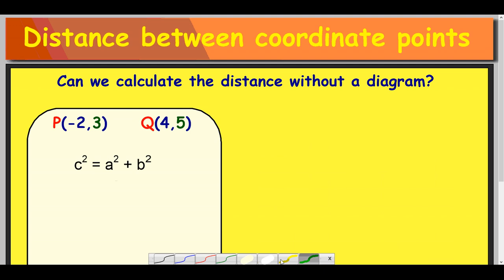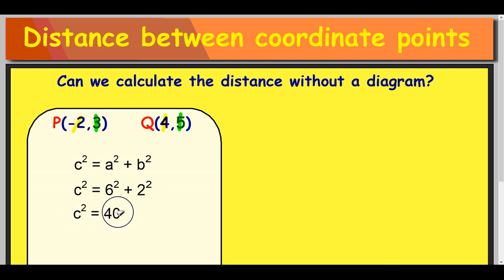So firstly, if you're wanting to get this first number a, you have to find the difference between the x coordinates. Now, on a coordinate diagram, 4 and -2 are 6 apart, so it would be c squared is equal to 6 squared. And if you look at the other two there, 5 and 3 are 2 apart, so that would be plus 2 squared. That's 36 plus 4, so that would be 40. Again, square root it, and you would get 6.3 units.